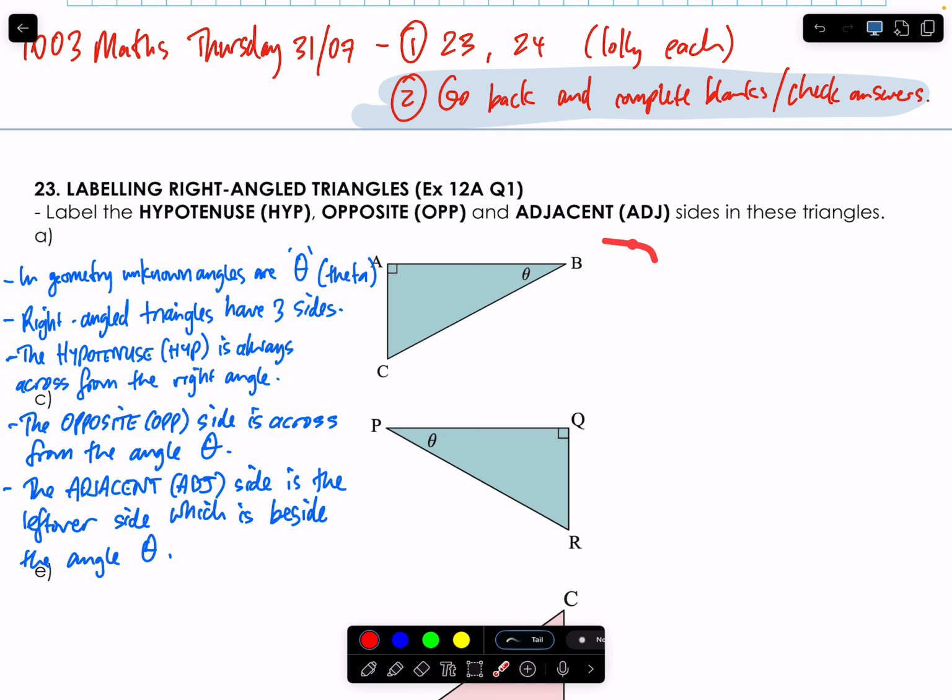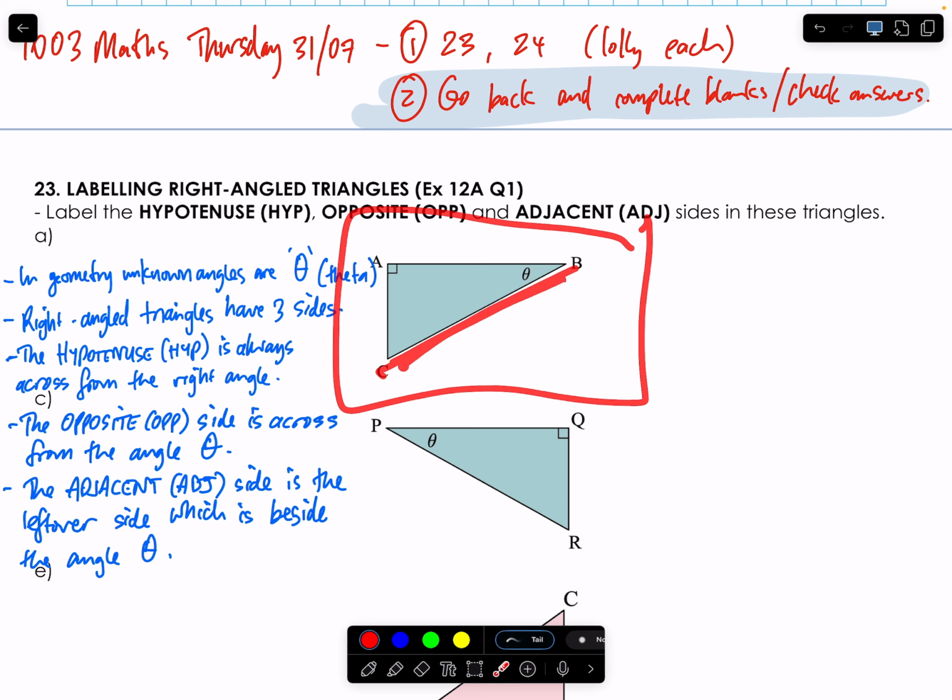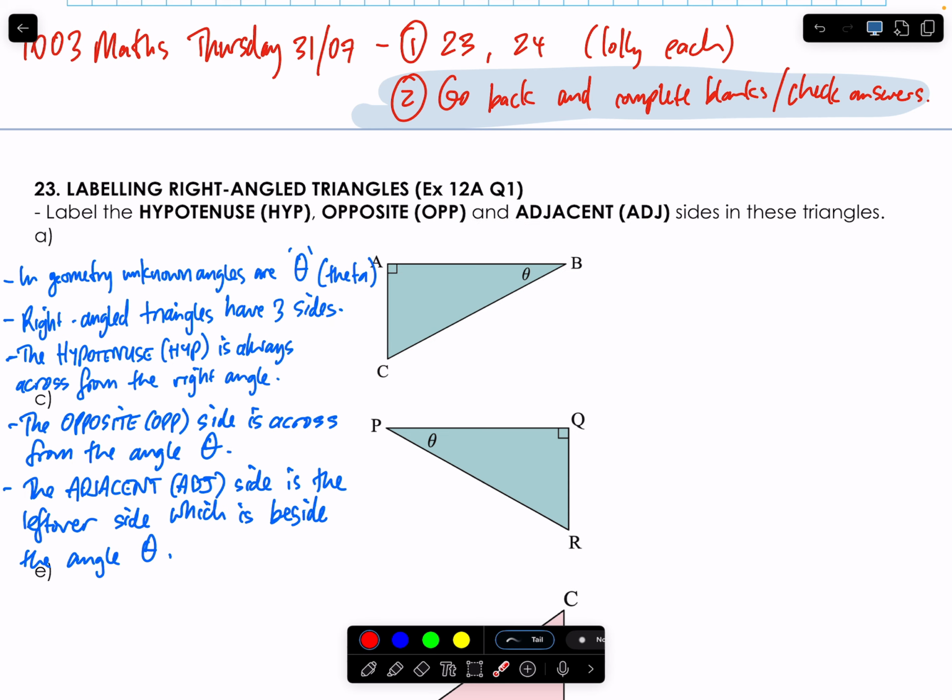So in this triangle here, A, B, and C, which side is going to be the hypotenuse? Which side is across from the right angle in ABC here? CB. That's the hypotenuse. What you'll also notice in a right-angled triangle is the hypotenuse is always the longest one. So that's the other way to find it. So I am just asking you in this first exercise to label things. No maths required. You don't need a calculator for that.